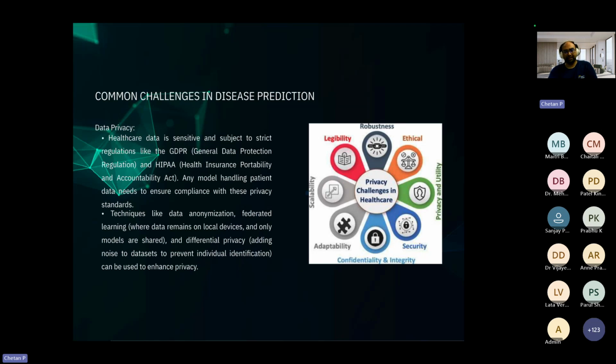So how can we do that, right? There are some techniques. One is anonymization or federated learning. Federated learning means your data will stay on your device, but the model will be shared between different machines or different devices. Then differential privacy, adding noise to your data sets, right? Suppose rather than keeping all the data as it is, you are adding some kind of standard noise. Like let's say I'm adding 10% noise to all of my variables, right? So it will get anonymized automatically.